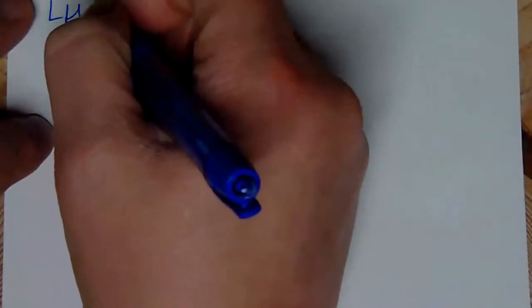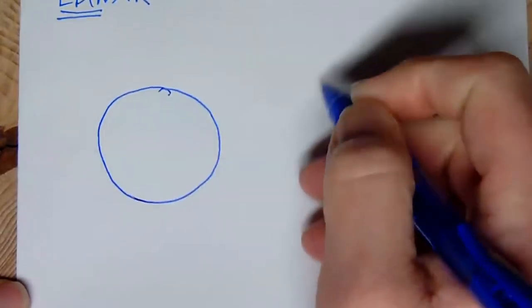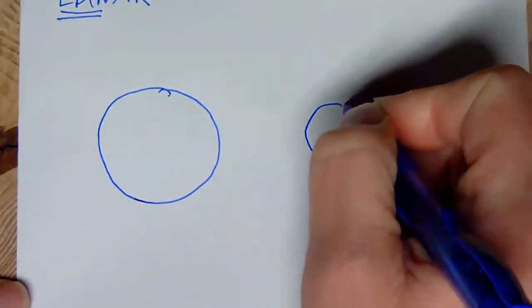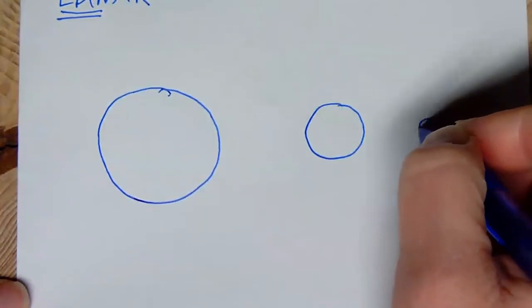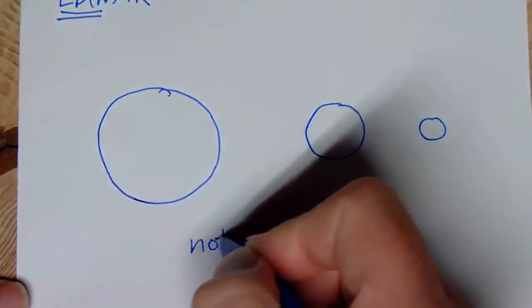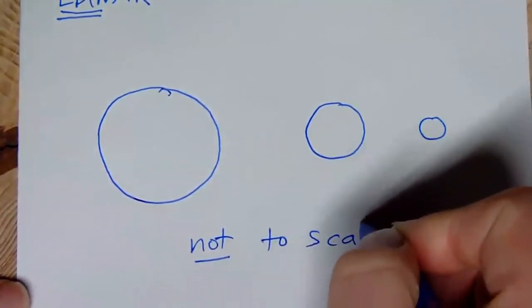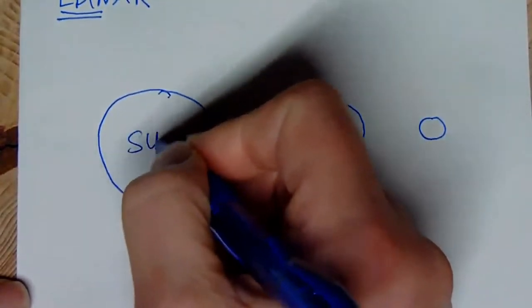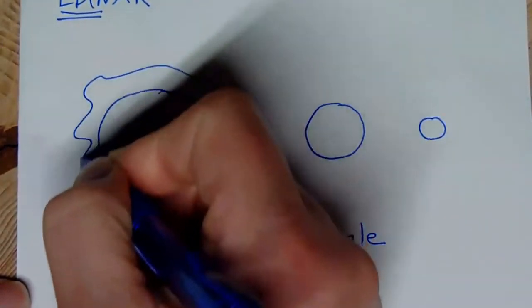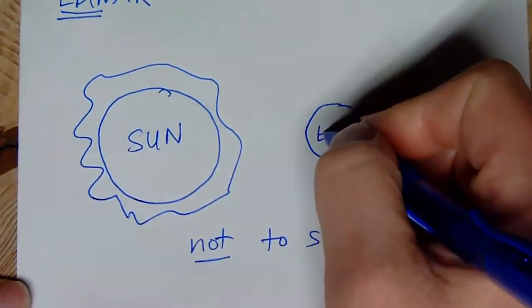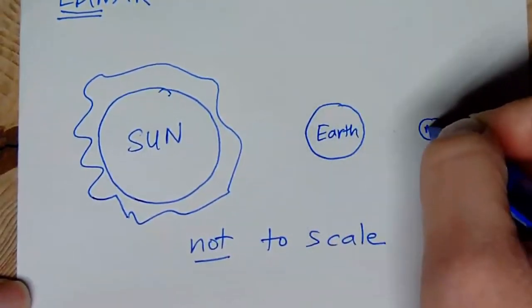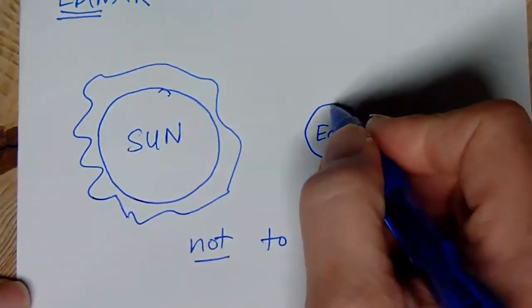So the second type of eclipse is called a lunar eclipse. And we said that luna means moon. So again, we have the sun, we have Earth, and we have moon, not to scale. So let's label those: sun, Earth, and moon. The side facing the sun is lit.